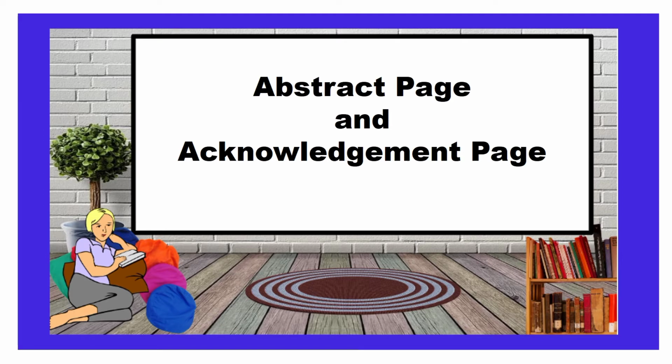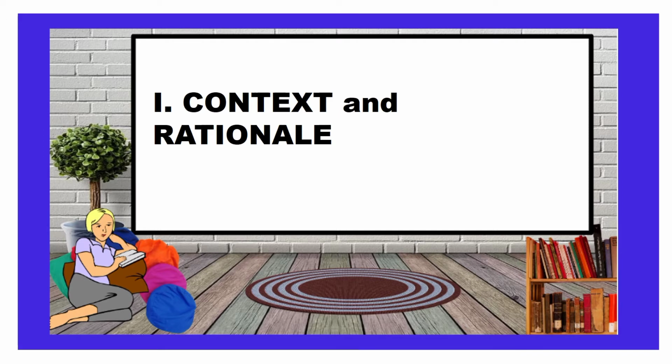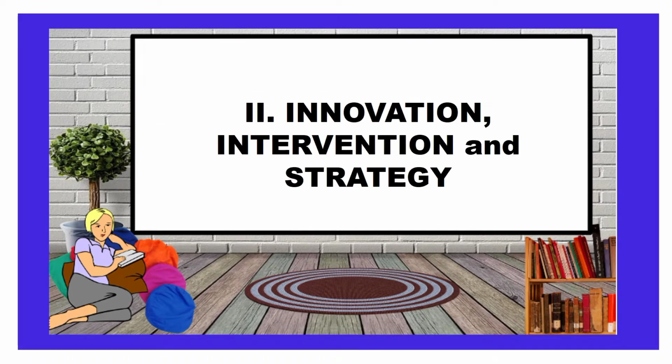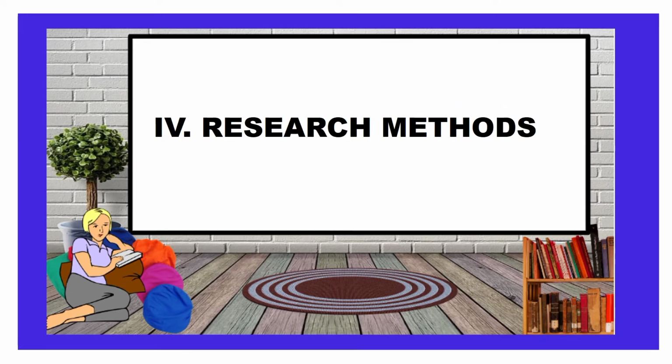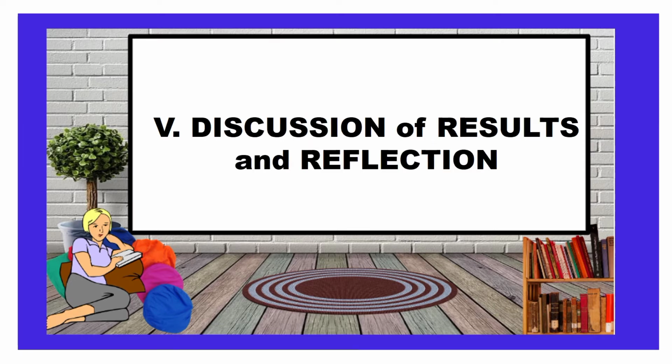So, after the abstract page and acknowledgement, Roman numeral 1, context and rationale. Roman numeral 2, innovation, intervention, and strategy. Roman numeral 3, action research questions. Roman numeral 4, research methods. So, as you can see, the first 4 parts were already at the action research proposal. So, kukopihin nyo na lang po siya. The only difference is past tense na po dito sa completed action research.